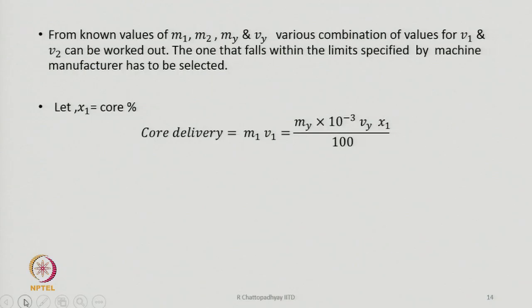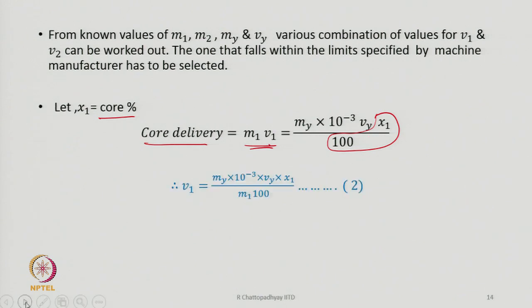With this, if let us say x1 is the percentage core, then we can write the core delivery, which is N1 M1 V1, whatever is being fed from drafting unit 1, that is going to be basically My into 10 to the power minus 3 into Vy into x1 by 100. This is the percentage of core which is present in the yarn. So, the total is yarn mass, out of that x1 percentage of the yarn is forming core. So, N1 M1 V1 should be equal to this.